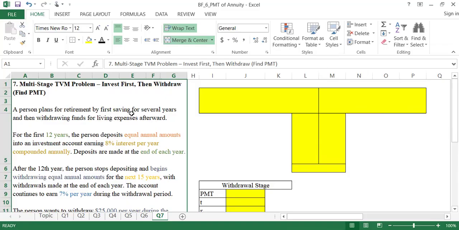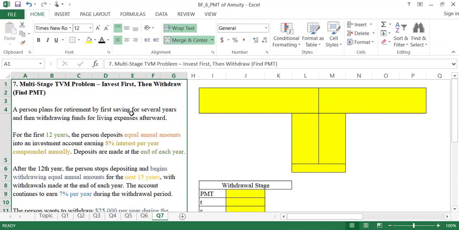After the 12th year, the person stops depositing and begins withdrawing equal annual amounts for the next 15 years, with the withdrawals made at the end of each year. The account continues to earn 7% per year during the withdrawal period.